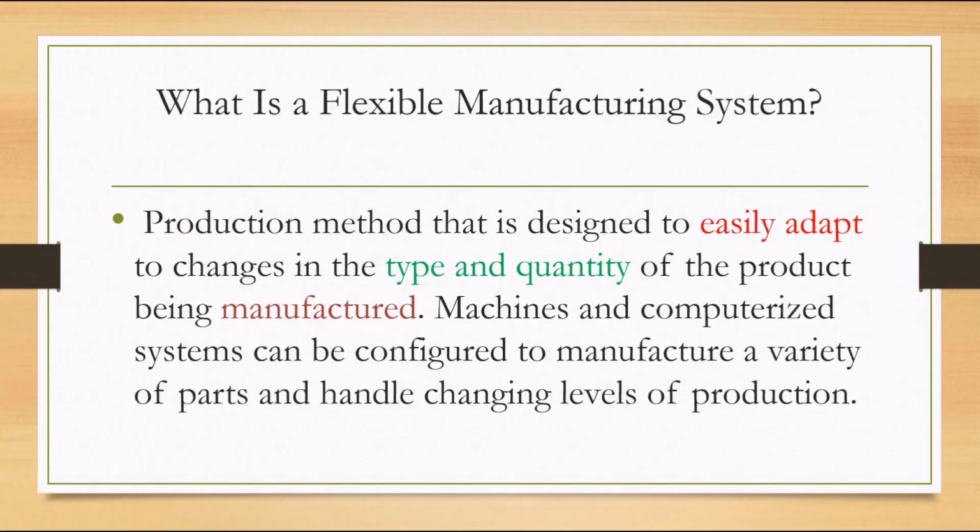What a flexible manufacturing system means is a production method that is designed to easily adapt to changes in the type and quantity of a product being manufactured. Machines and computerized systems can be configured to manufacture a variety of parts and handle changing levels of production. A flexible manufacturing system can improve efficiency and thus lower a company's production cost. Flexible manufacturing also can be a key component of a make-to-order production system.